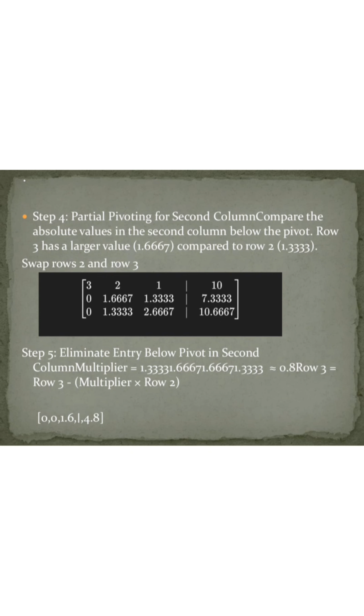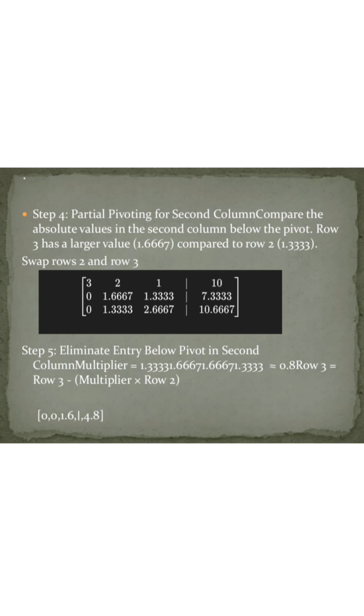Here's the result. Step 5. Eliminate the entry below the pivot in the second column. Multiplier equals 1.3333 divided by 1.6667, approximately 0.8. Row 3 equals row 3 minus multiplier times row 2: 0, 0, 1.6 and 4.8. That is the answer.